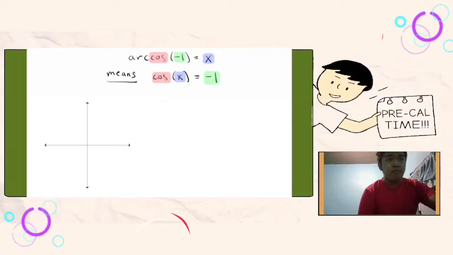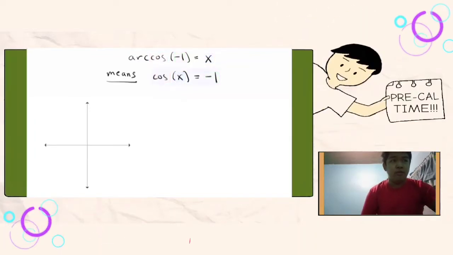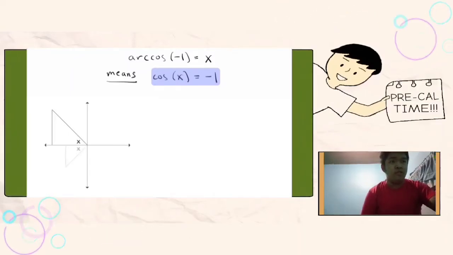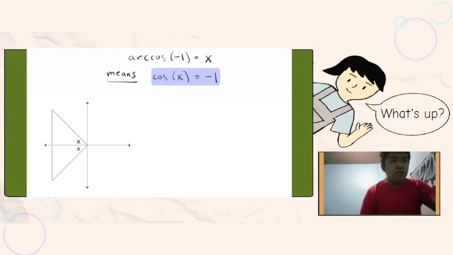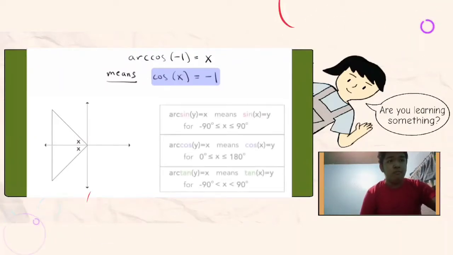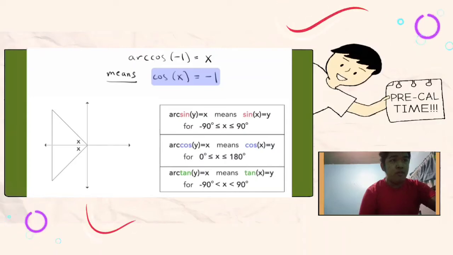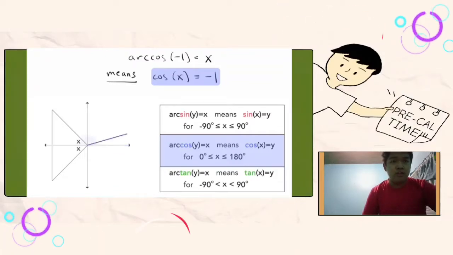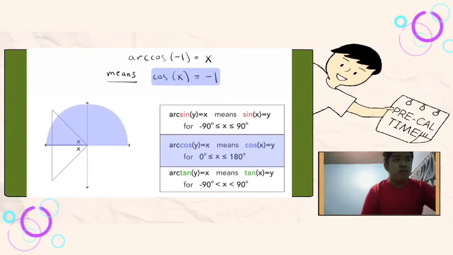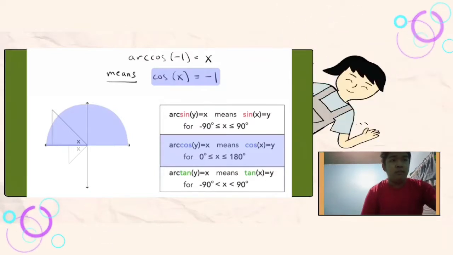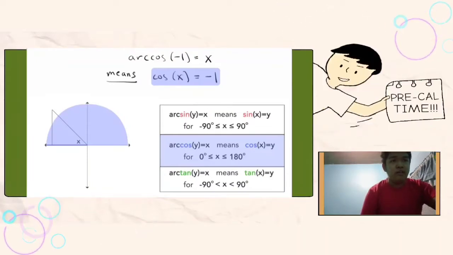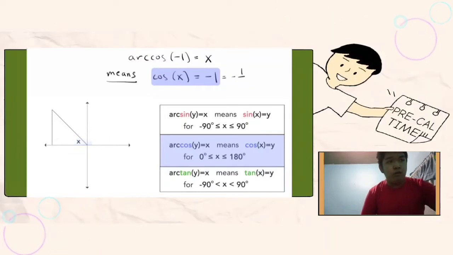Okay, let's go to the next one. Arc cos of negative 1 is equal to x, means cos of x is equal to negative 1. So again, we play the same game where cos of x is on the left-hand side. Either it is in the second quadrant or the third quadrant. If we look at the chart, for arc cos, x is between 0 and 180 degrees. So I will discard the triangle on the bottom, the third quadrant, because that is bigger than 180 degrees. And we'll just keep going like this and write this as negative 1 over 1.